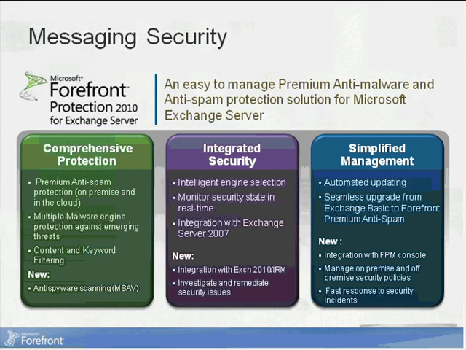It allows you to monitor security state in real time and investigate security issues. Third, the management of protection here is greatly simplified by the integration with the Forefront Protection Management Console. This console provides management for common security policies for both on-premise and the cloud protection. So it also helps with fast response to security incidents. Among the features of Forefront Protection for Exchange, I want to mention the RMS encrypted scanning, the Rights Management Services encrypted scanning, which is only there for Exchange Server 2010.